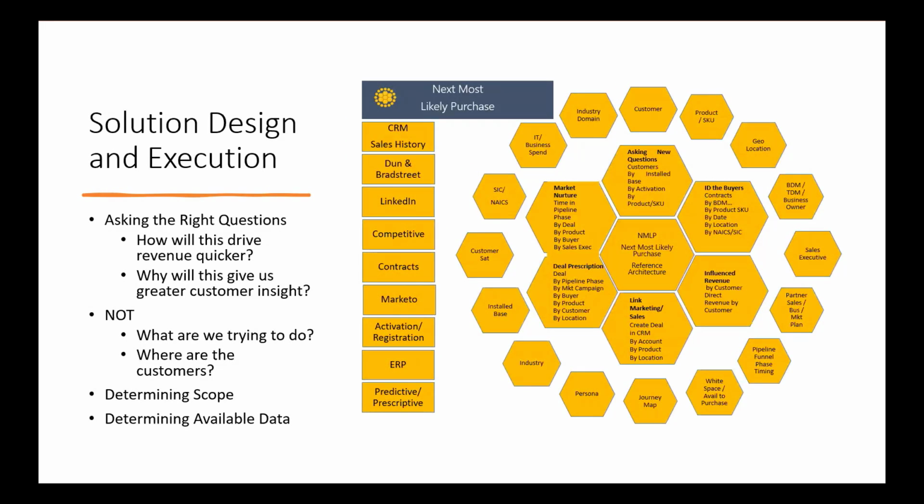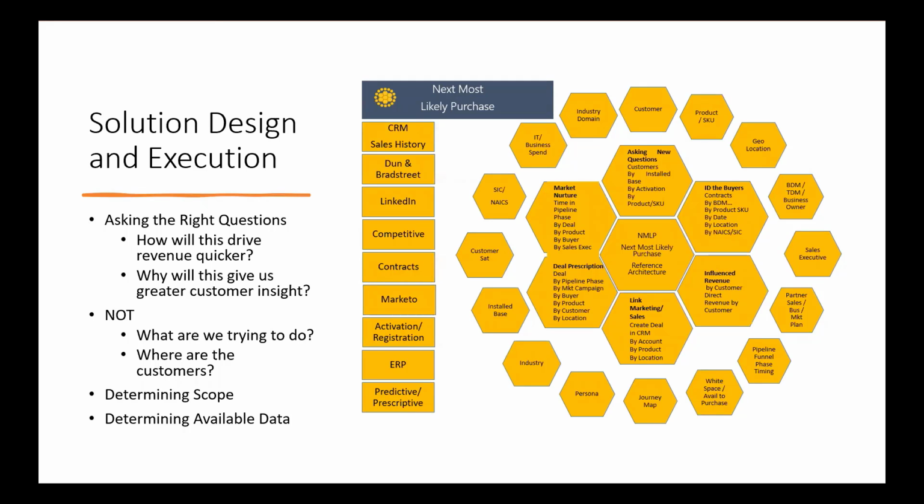Okay, to make sure that we get all the right questions asked, we've created this model on the right-hand side. And we start asking the questions of, I want to know what customers by install base, by activation code, by product, by SKU, we need to go after. I need to ID the buyers by business decision maker, by product, by date, by location, by SIC code or NAICS code. So these are the questions we ask.